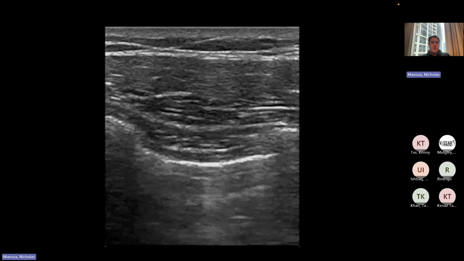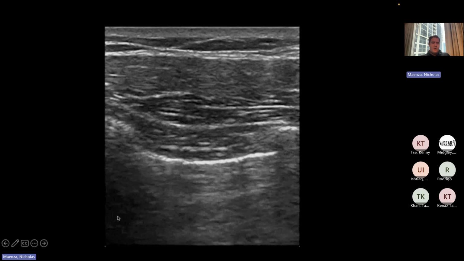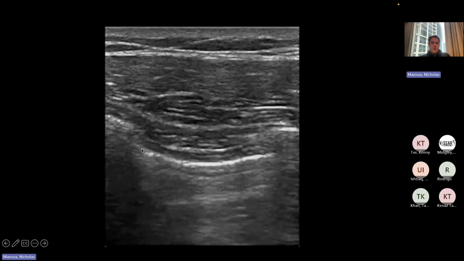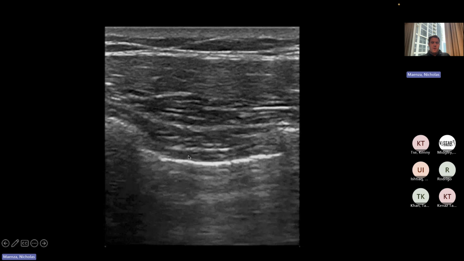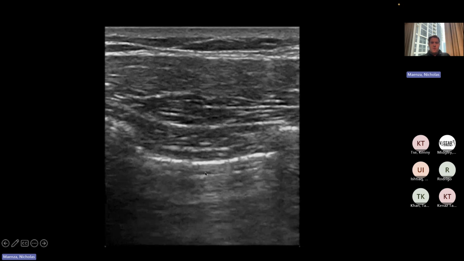And then just a GIF version of it. So again, rib with a rib shadow, rib with a shadow, and then you're getting in between those ribs that visceral and parietal pleura. And at this point, this is when the patient's breathing, and you're seeing that movement along those two pleura.